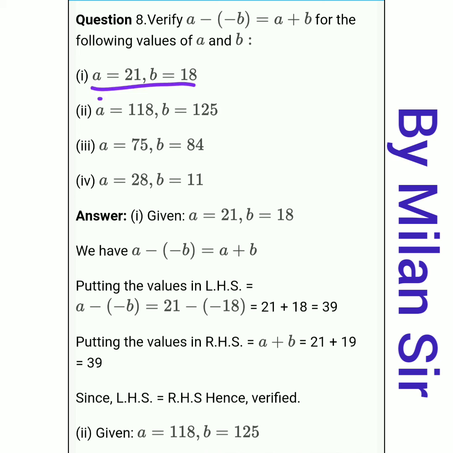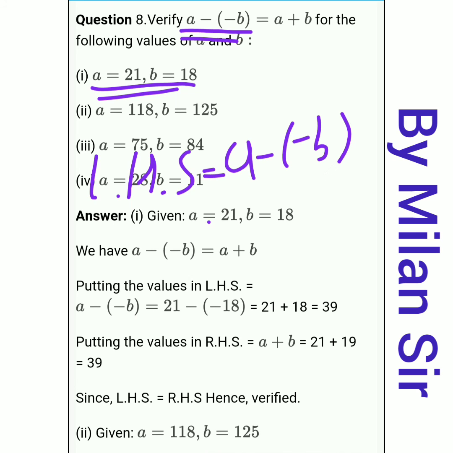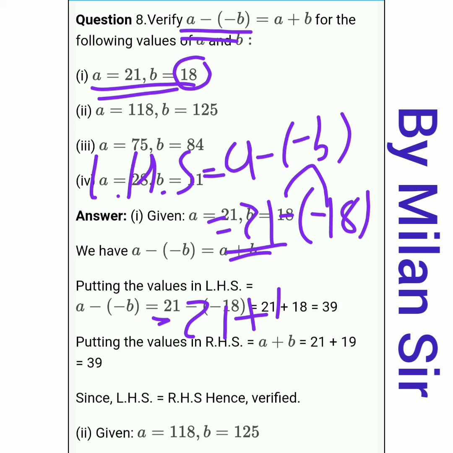Okay, so our first question is a is equal to 21, b is equal to 18. Let's start with the left hand side, LHS. That means a minus negative b. Now put the values of a and b: a is 21, then minus, then negative b, and our value of b is 18. So here we have 21, then minus minus 18. A bracket means multiplication, so minus minus becomes plus. So 21 plus 18 is 39.